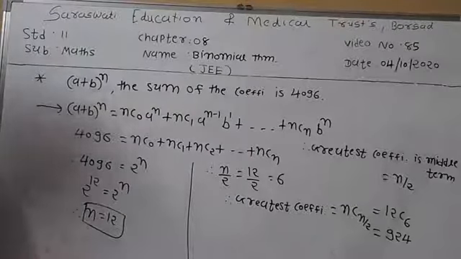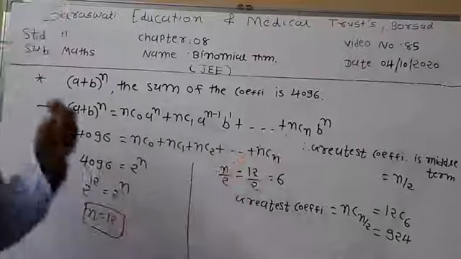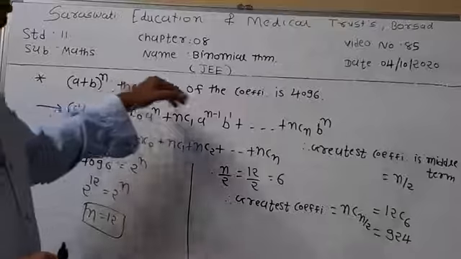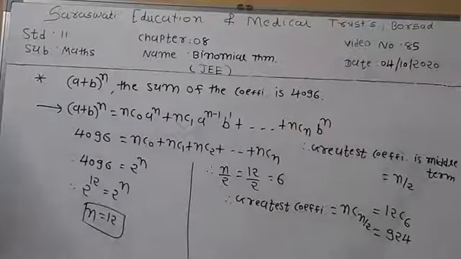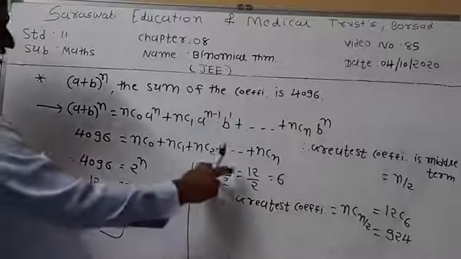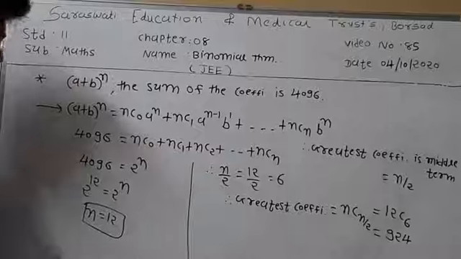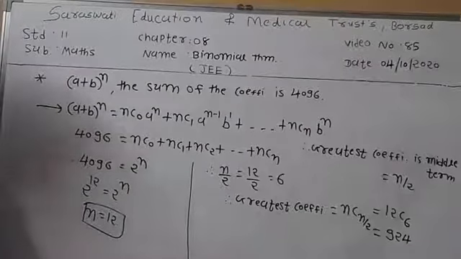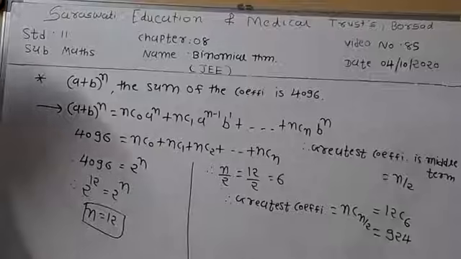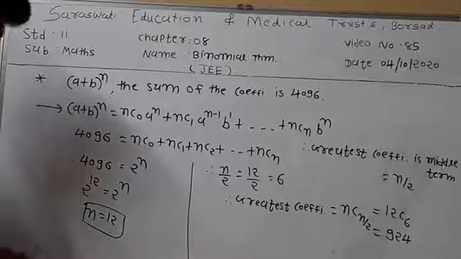Now the greatest coefficient is the middle term. The total number of terms is n, so we can write that the n by 2 term is our middle term. Now n by 2, that means 12 by 2, substituting 12, that means 6, and the greatest coefficient is nC(n by 2). Now substitute the value, so here we get the answer. Now next question.